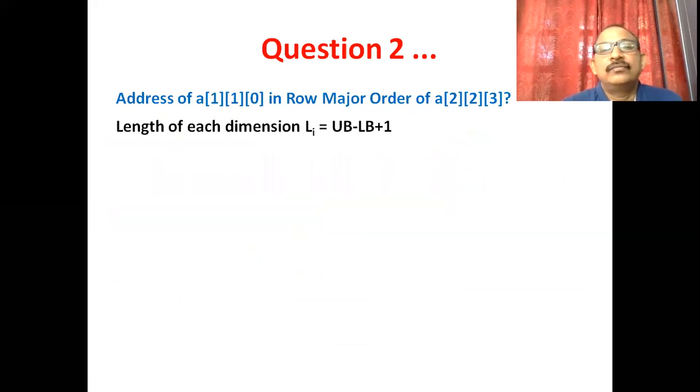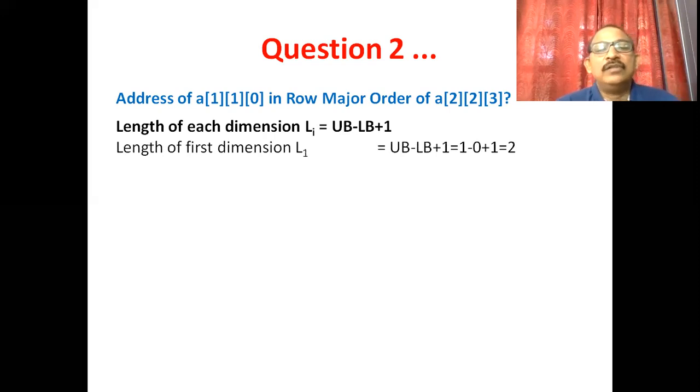Now, what is our aim? Here we want to determine the address of element A[1][1][0] in row major order of array [2][2][3]. First we determine the length of each dimension. The length of the first dimension is upper bound minus lower bound plus 1. What is the upper bound? 1.